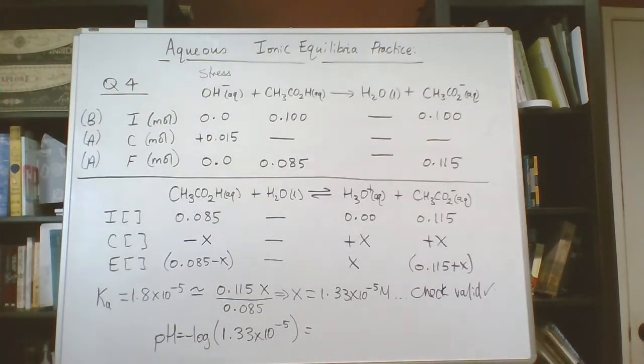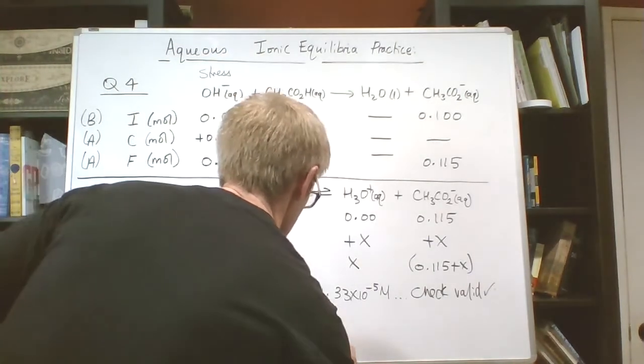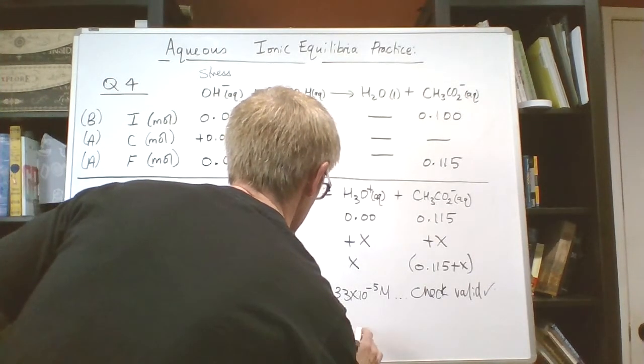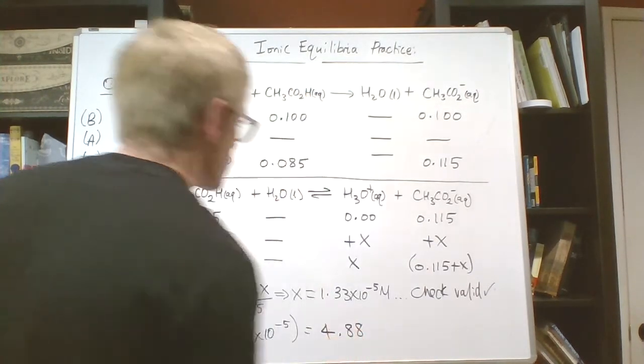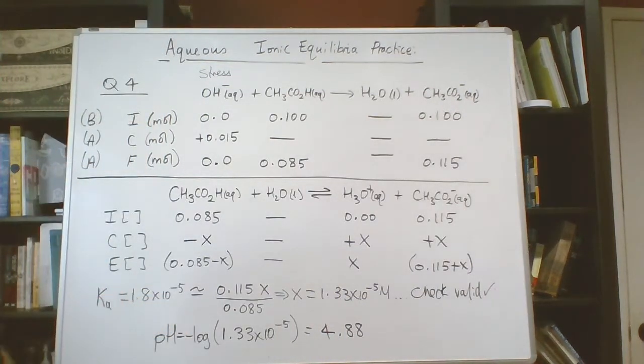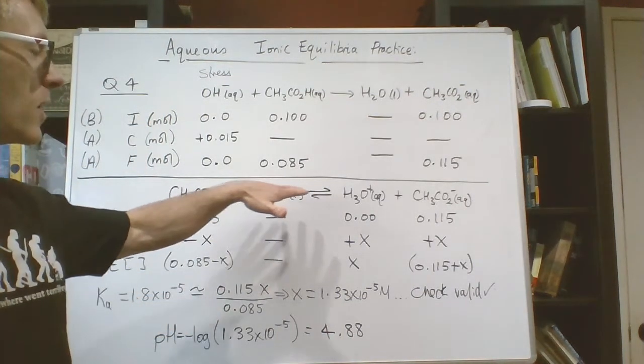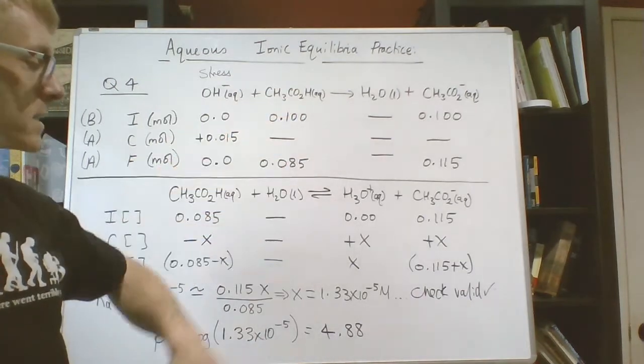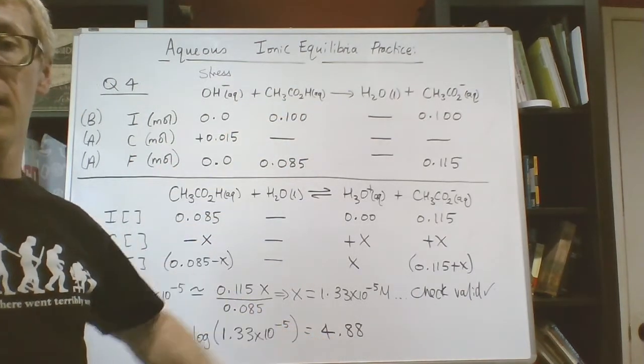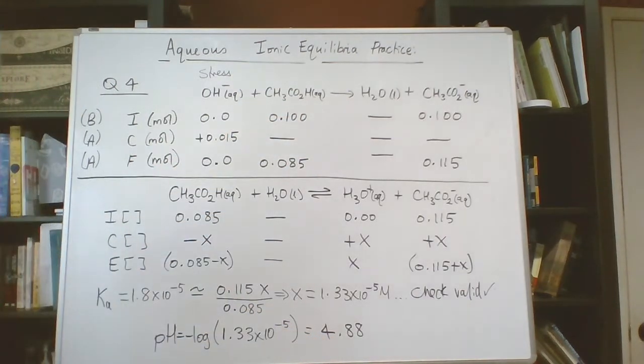I'm not tracking that carefully any sig figs, so let's not worry too much about the sig figs in this question. It's about 4.88 pH. Check the validity of your answer. Do I have a weak acid buffer? Yes, so I'd expect a weak acid pH.